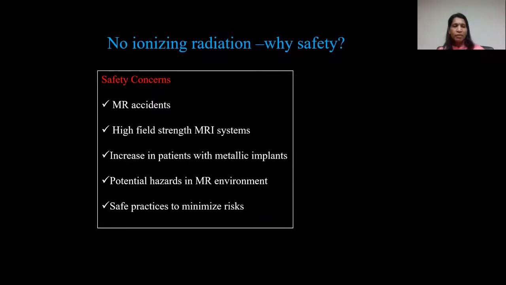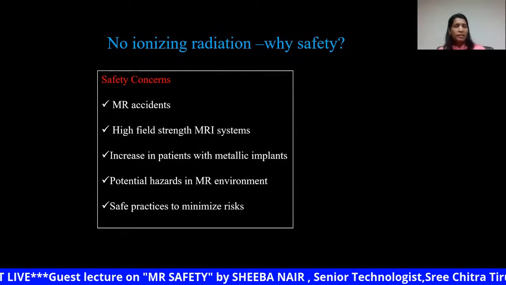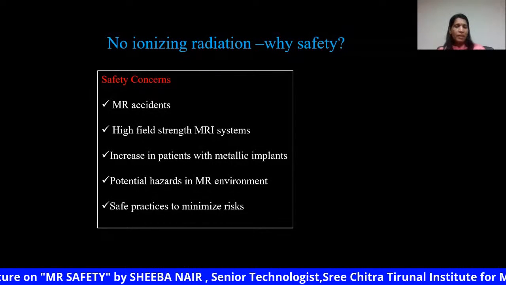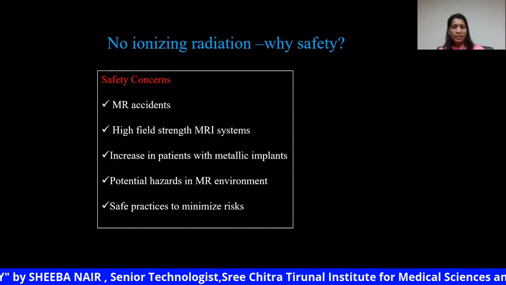Injured and killed in an MR environment. And also, the FDA has cleared a higher field MR system for clinical application. The number of patients that are coming for MRI with implants is increasing. So there are certain potential hazards associated with MRI. In order to deliver safe healthcare through MRI, we should know what the potential hazards associated with MRI are, and we should follow certain safe practices to minimize these risks.